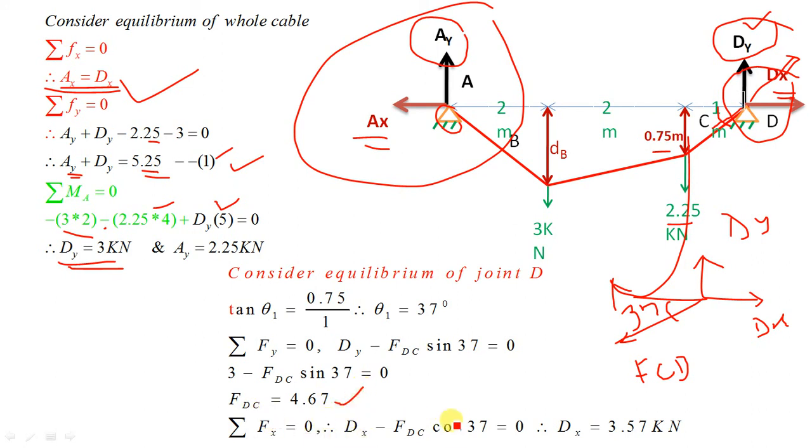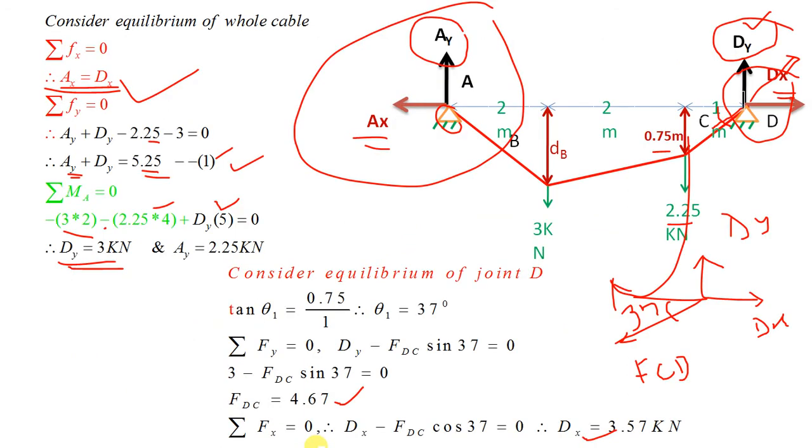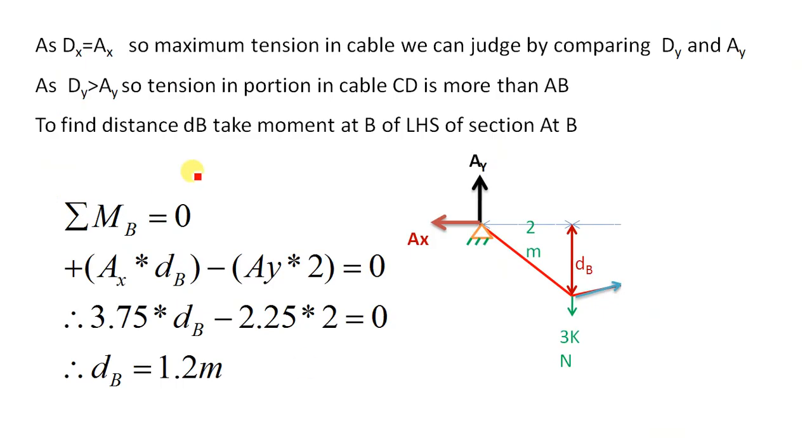Summation of Fx, from that you will get the value of dx, which is 3.57. So dx is known to us, dy is known to us. So from that you can find out the maximum tension in the cable, which is in CD, that is, tension in CD is equal to DC, 4.67.